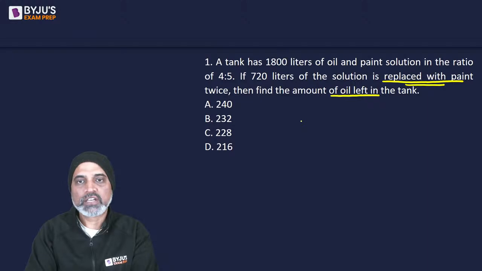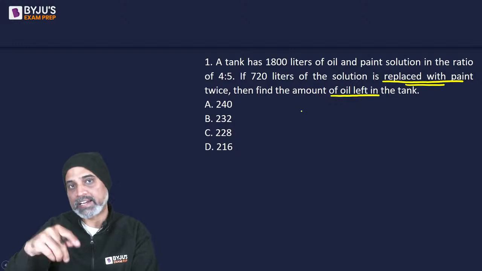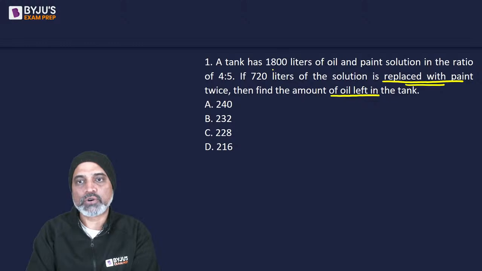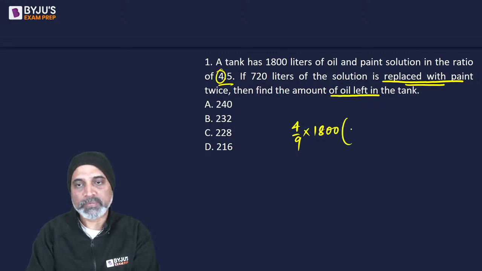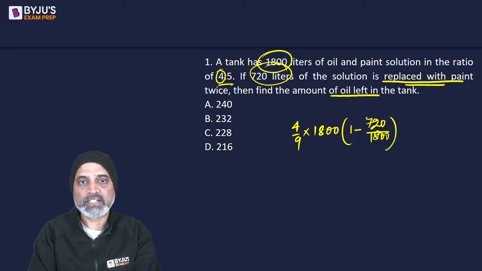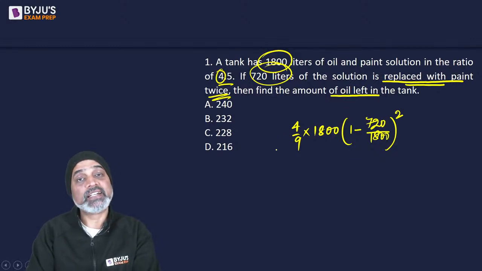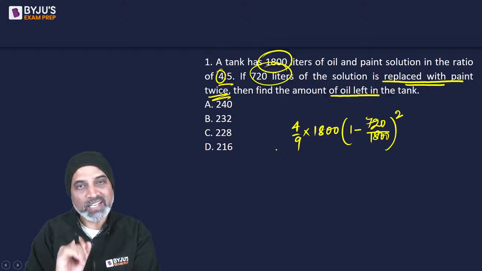The formula is, what is the initial amount of oil? We can't calculate paint directly, but we can calculate oil. So oil is going to be 4 out of 9 of 1800, and then you open a bracket, 1 minus the amount that is being replaced divided by the amount that exists. Since this is done twice, we will have to put a power of 2. And this will result in the final volume of oil left.